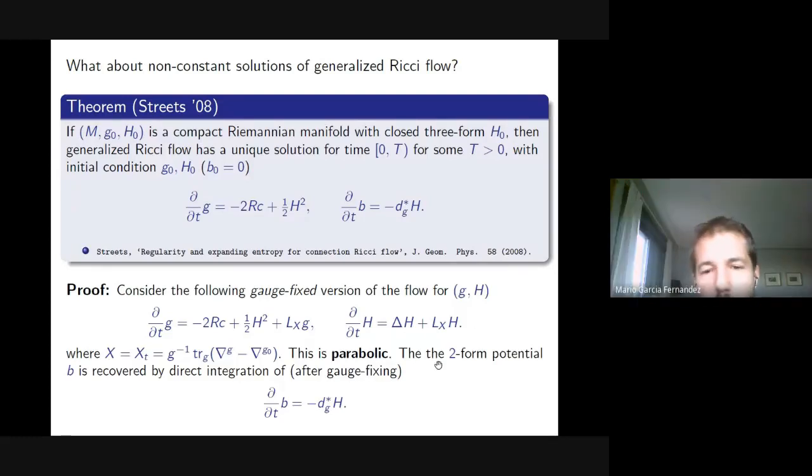Okay. Then the way you get the short time existence for the generalized Ricci flow is to integrate the evolution equation once you have the H field. So once you have the three-form, you just integrate this equation here. This is the way you get short time existence.